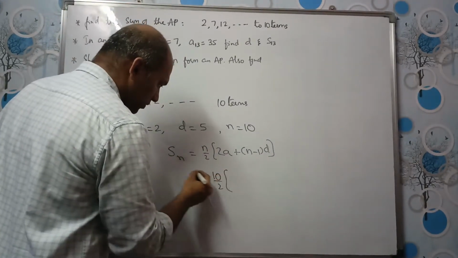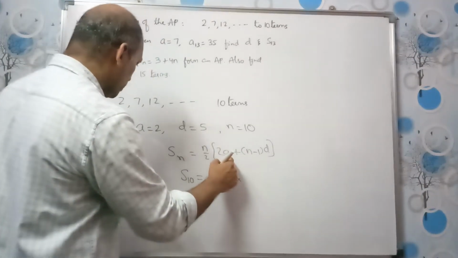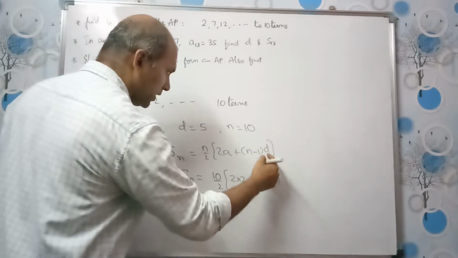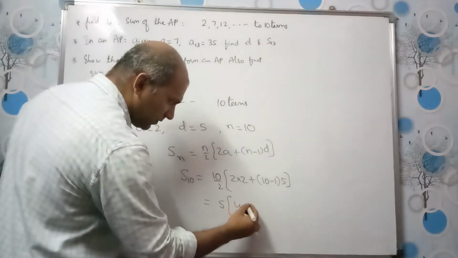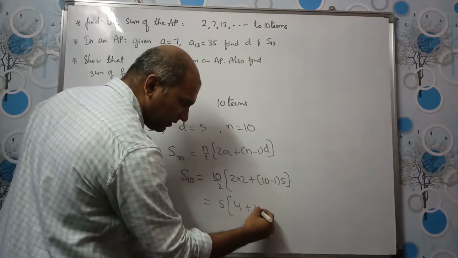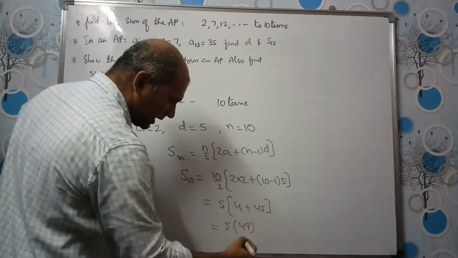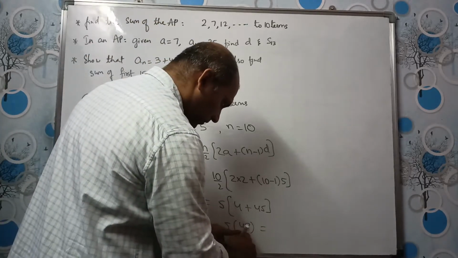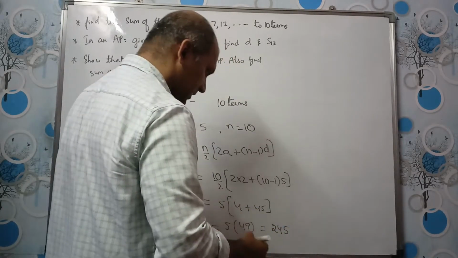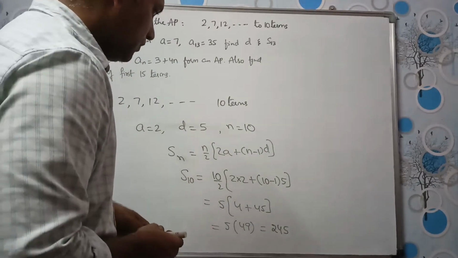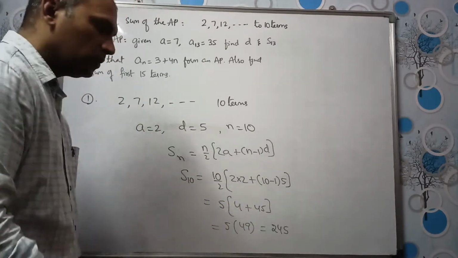So this is 10 by 2, sum of first 10 terms. N by 2, this is 2 into A, which is 2, plus 10 minus 1 multiplied by 5. So 10 by 2 is 5. This is 4 plus 9 times 5, which is 4 plus 45. So this is 49, and 5 times 50 would have been 250, so this will be 245. It is one less. So we have 245. So the sum of 10 terms of this AP is 245.